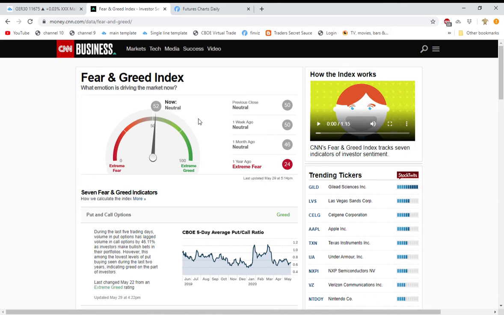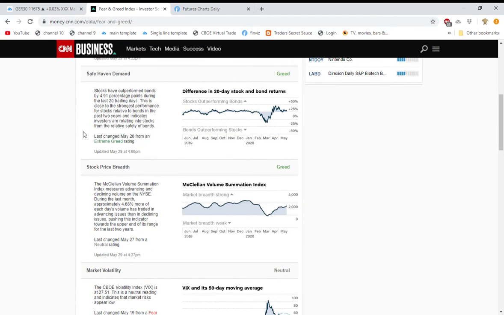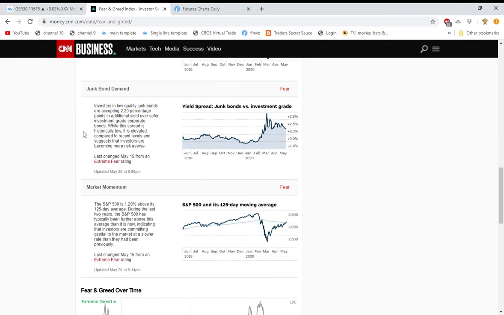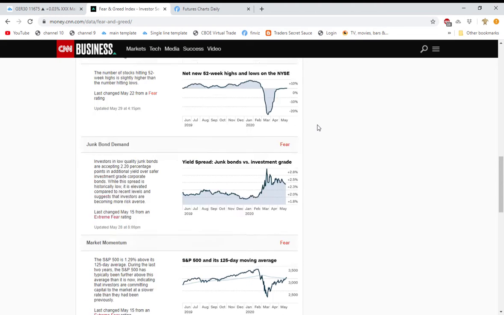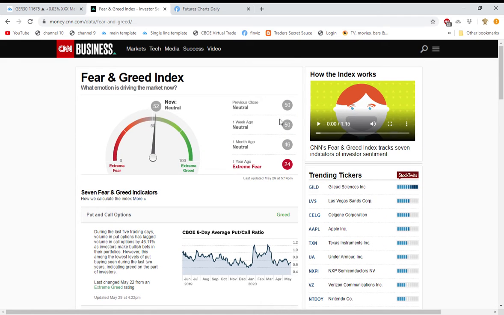What else? Well, a quick look at the fear and greed. Fear and greed's neutral at the moment. There's not that much to look at here. S&P is just on the 125-day moving average at the moment. So we'll see what it does, but it's a pretty neutral look as it shows here on the gauge. So we'll see what happens.